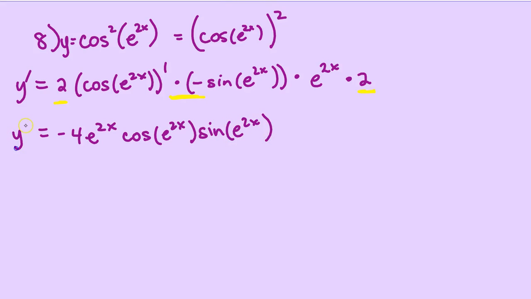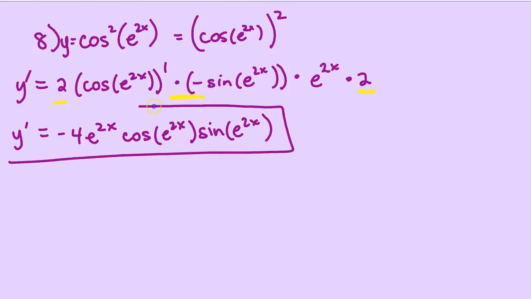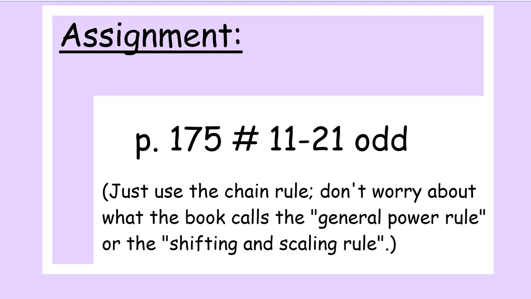Okay? So that's the chain rule. We're actually going to work on it some more next time. Get into some more complicated examples. So just for today, we're doing these 6 problems. And the book's directions might be confusing to you. It talks about using the general power rule and the shifting and scaling rule. We're just talking about the chain rule here, so you can ignore the directions and use the chain rule to find your answers. Thank you, everybody.